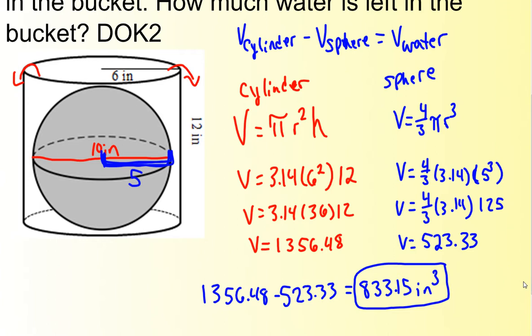So that was a DOK 2, depth of knowledge 2. That took some extra work. It wasn't just find the volume of the cylinder, where you just plug the numbers in. We had to find the volume of the cylinder, find the volume of the sphere, and subtract them to find the remaining amount of water inside the bucket on the outside of this basketball. That's how much water is left in the bucket right now, even though this basketball is completely pushed in there.